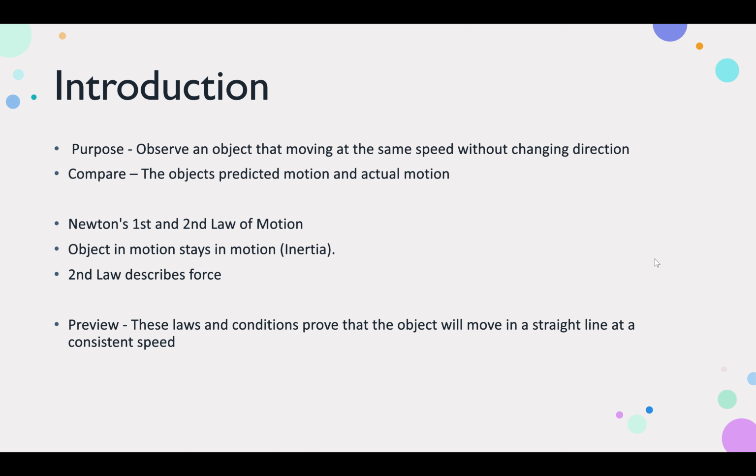The purpose of this lab is to observe an object that is moving at the same speed without changing direction, and comparing the object's predicted motion versus the actual motion. We will be using Newton's first and second law. The first law states that an object in motion stays in motion unless acted upon by another force or inertia, and his second law describes force, which we will get to in a moment. A preview of the lab is that these laws and conditions will prove that the object will move in a straight line at a consistent speed.